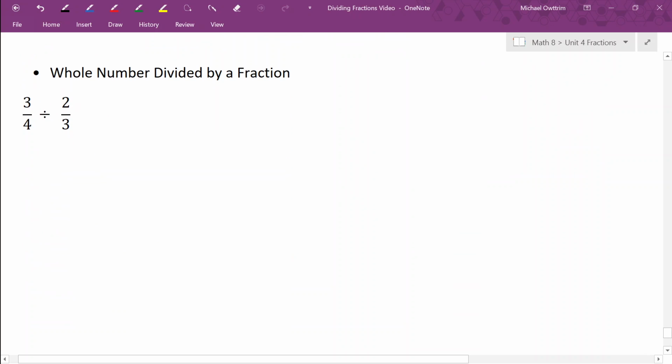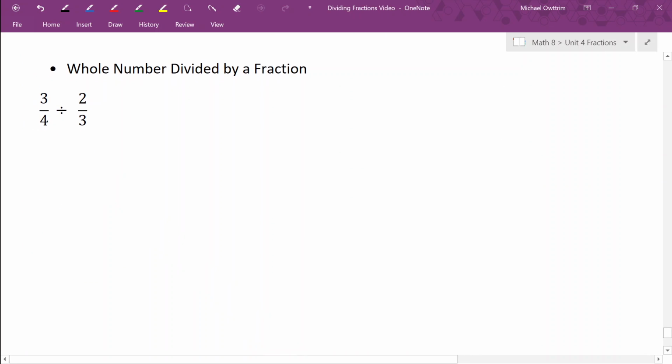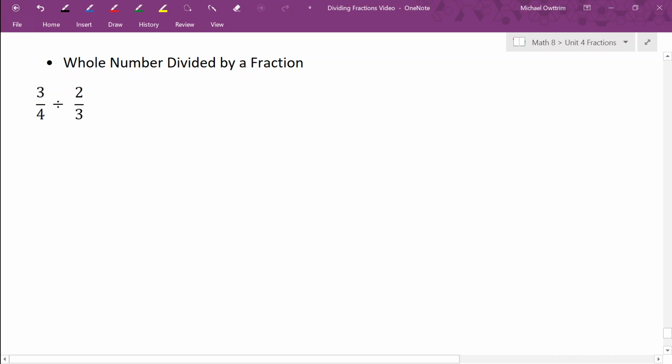All right, the trickiest thing to do is having a whole number divided by a fraction. That should be fraction divided by fraction. And we got something like this, 3/4 divided into groups of 2/3. And our issue here is that we're not talking about the same size pieces. These are quarters, and these are thirds.